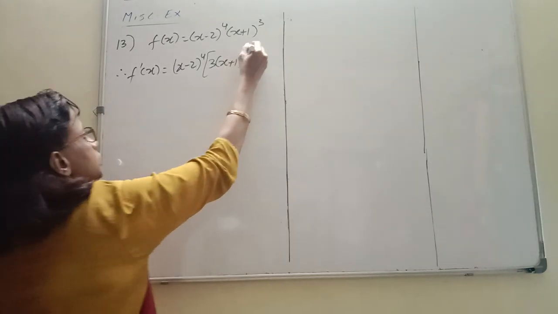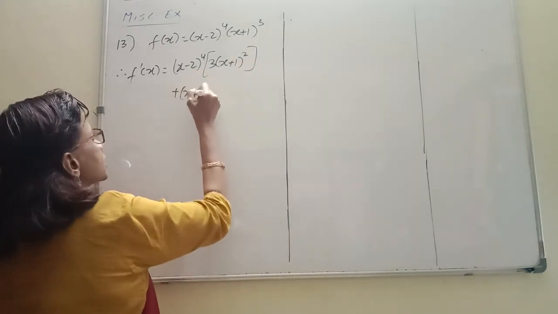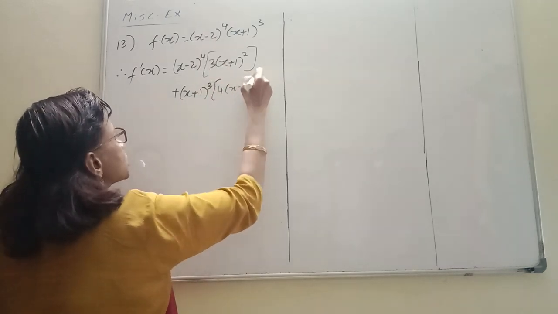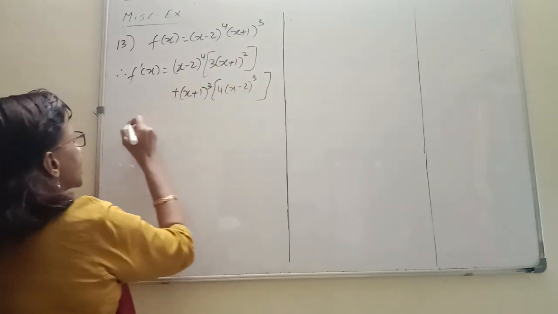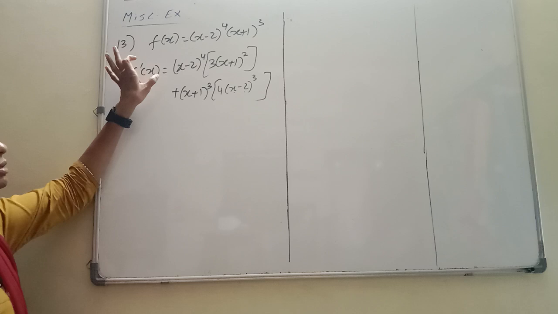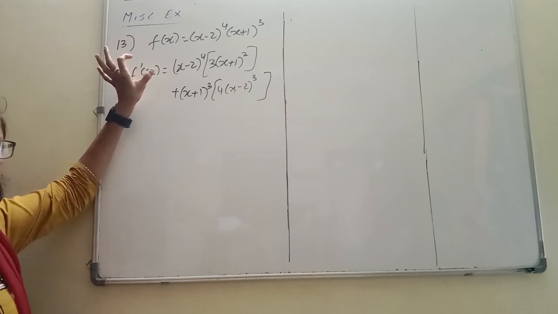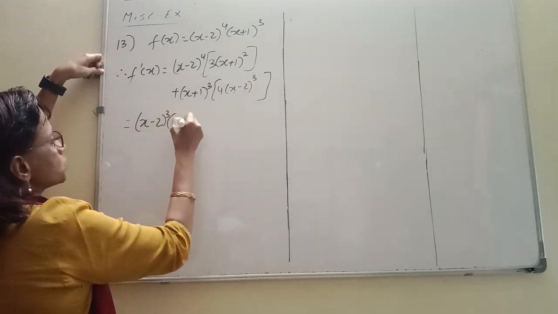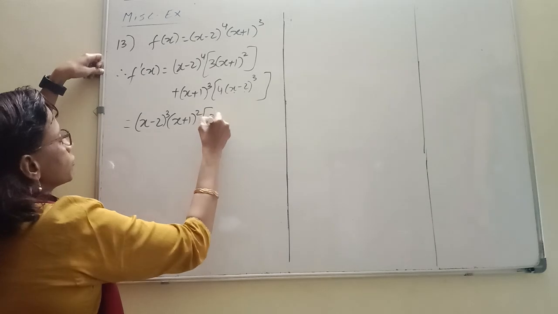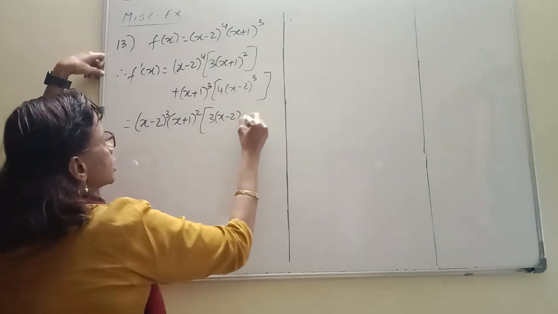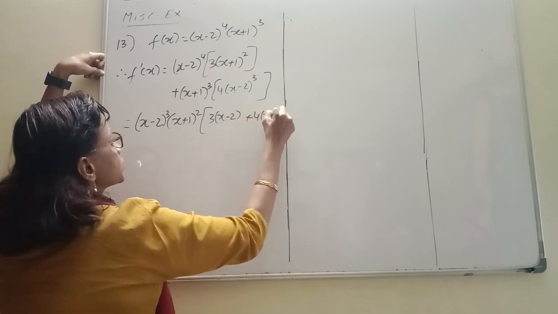So that's the first part. In the second part, it is (x plus 1) raised to 3 as it is, and the derivative of this, which is 4 times (x minus 2) raised to 3, derivative of this is again 1, so stays like that. If you carefully see, these two terms have got some powers of x minus 2 common and some powers of x plus 1 also common. So let's take that out. (x minus 2) raised to 3 and (x plus 1) raised to 2. Let's take that common. In the first bracket, you have 3 times (x minus 2) left, and in the second bracket, you have 4 times (x plus 1) left.